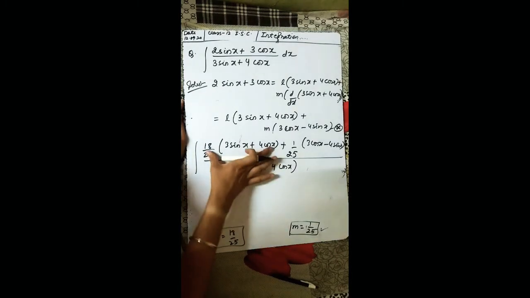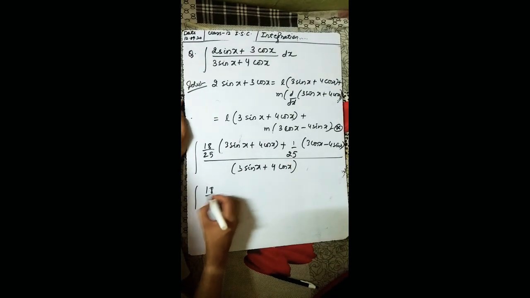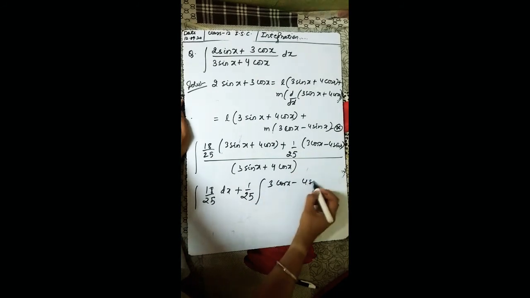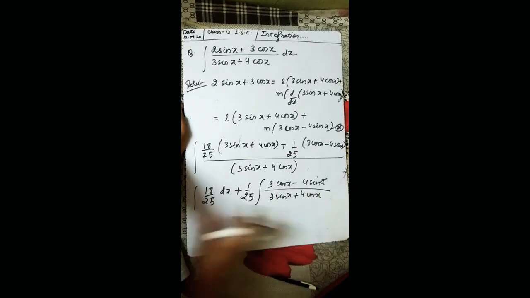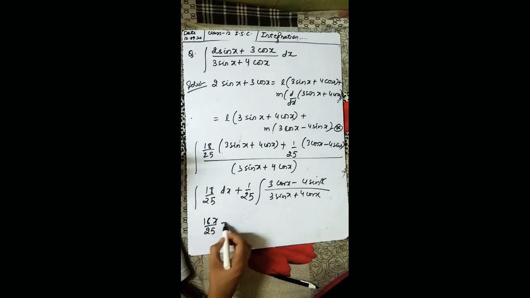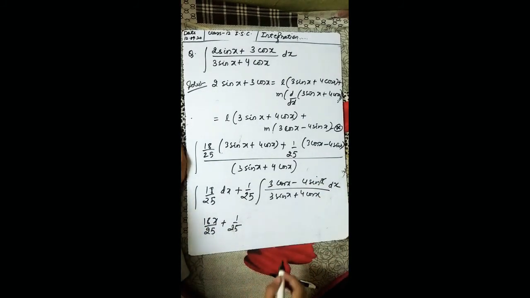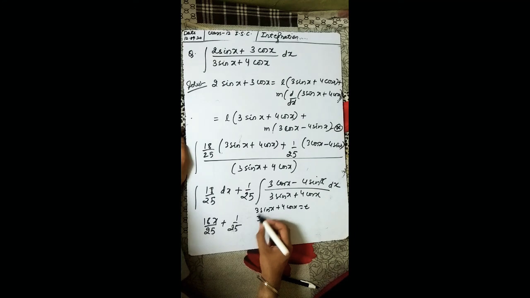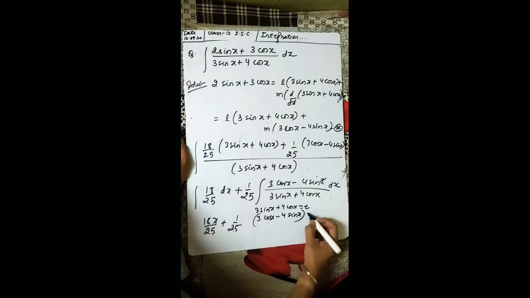Now you need to separate this term with this and this term with this. If you separate this with this, you will get 1 as an answer, and finally you are left with integral of 18 upon 25 dx plus 1 upon 25, which I'm keeping outside. Inside the bracket you have 3 cos x minus 4 sin x whole upon 3 sin x plus 4 cos x. This can be solved as 18x upon 25 plus 1 upon 25 times the integral. Consider 3 sin x plus 4 cos x is equal to t. Differentiate both sides with respect to x, so it will be 3 cos x minus 4 sin x dx is equal to dt.